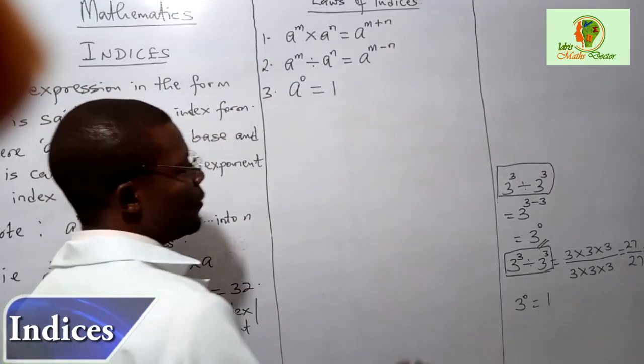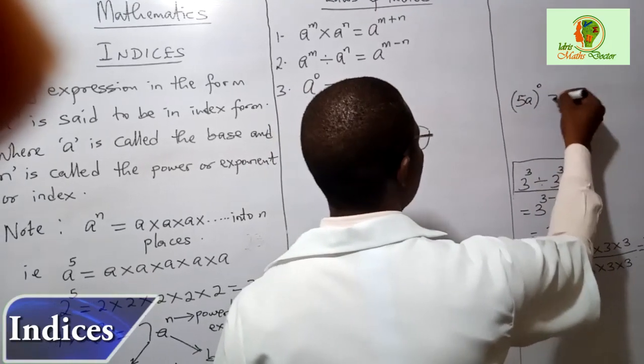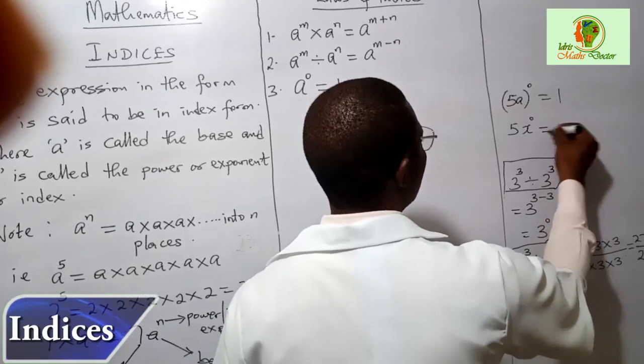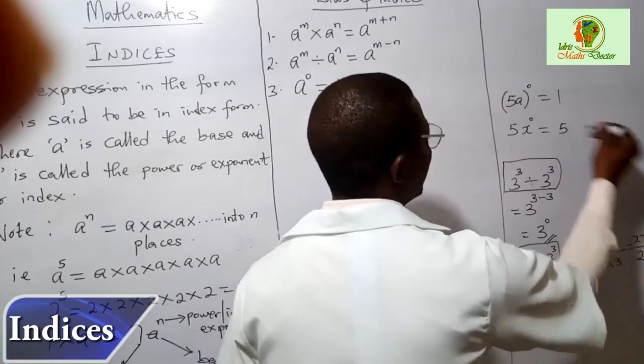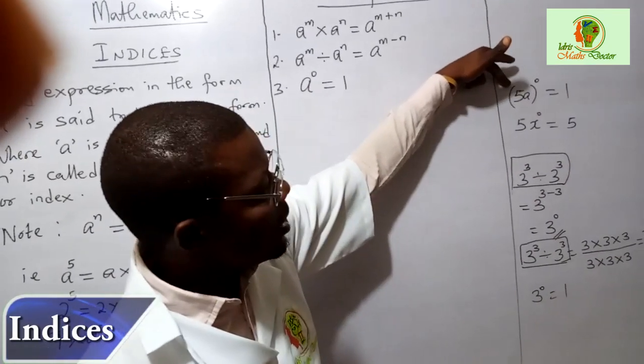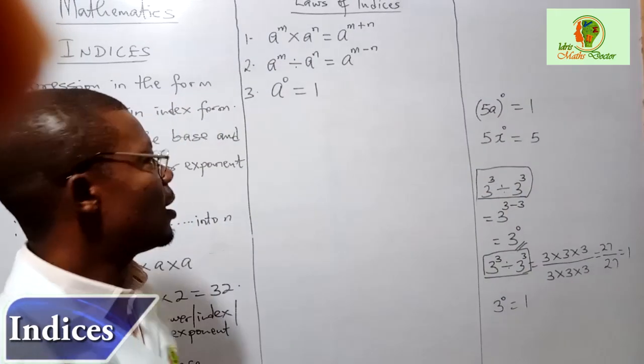But note, if you have maybe 5a together, raised to power 0, this will give you 1. But if it is 5x raised to power 0, this is going to give us 5. Because here, the power 0 affects everything inside the bracket, while here, the power 0 belongs to only x.